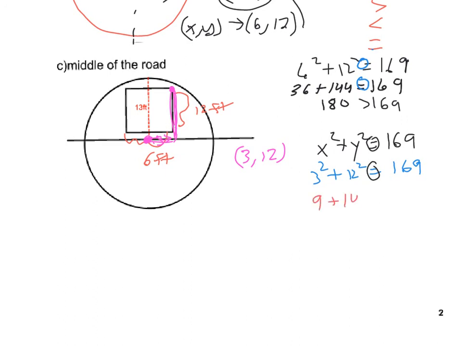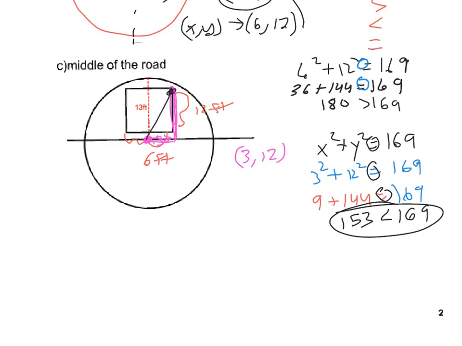So 9 plus 144 is questionably 169, and it's less because this is 153. So since it is less, we know that this point right here will not exceed the circle. It won't be out here. It won't be on the arc. It is less than it. It will be inside the circle, and so it will fit down the road.